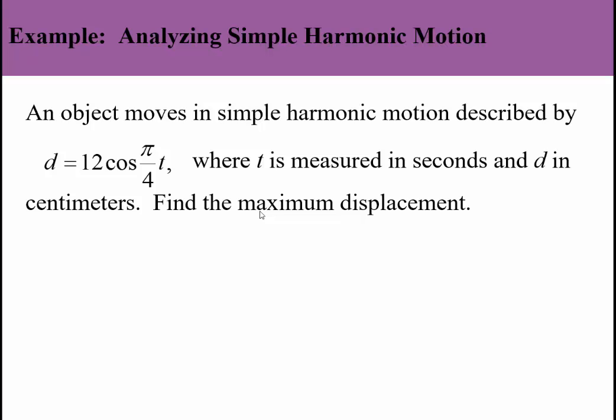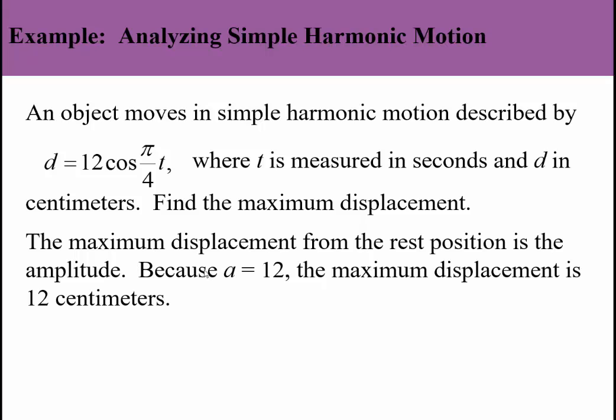It says an object moves in simple harmonic motion described by d equals 12 cosine pi over 4t, where t is measured in seconds and d in centimeters. It says find the maximum displacement. Now remember we said that was the A part of it. So the maximum displacement from the rest position is the amplitude, because A equals 12, the maximum displacement is 12 centimeters.